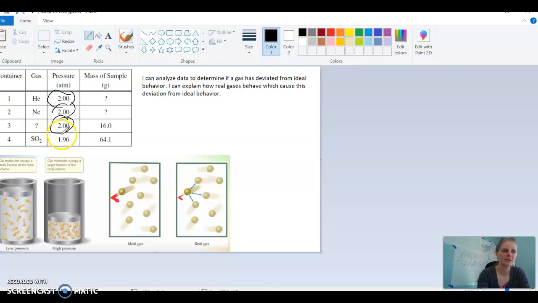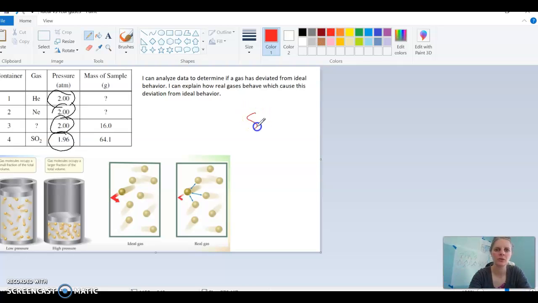But we can see down here that SO2 has a different pressure. It's slightly lower. And so the question would be, which gas deviates from ideal gas law behavior? SO2 definitely does. And then why? That's the second part. I can explain how real gases behave, which causes the deviation from ideal gases.